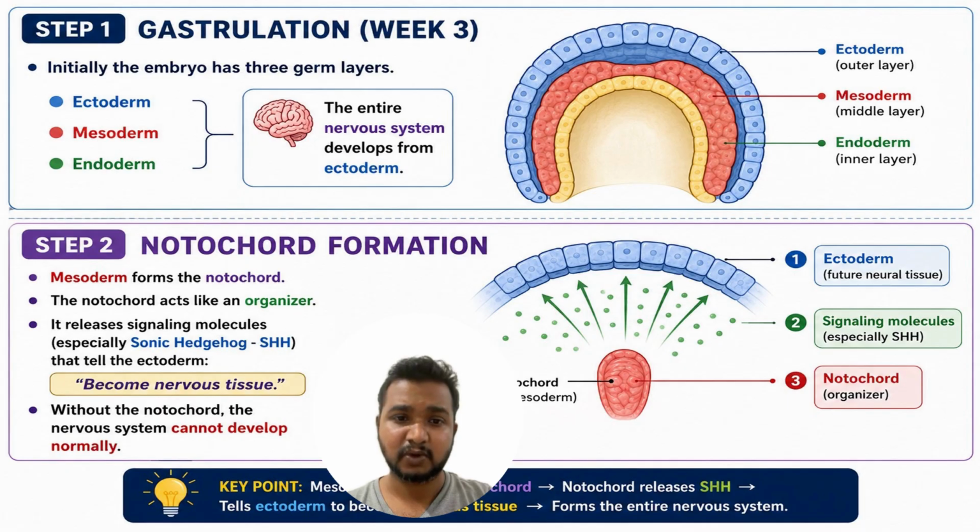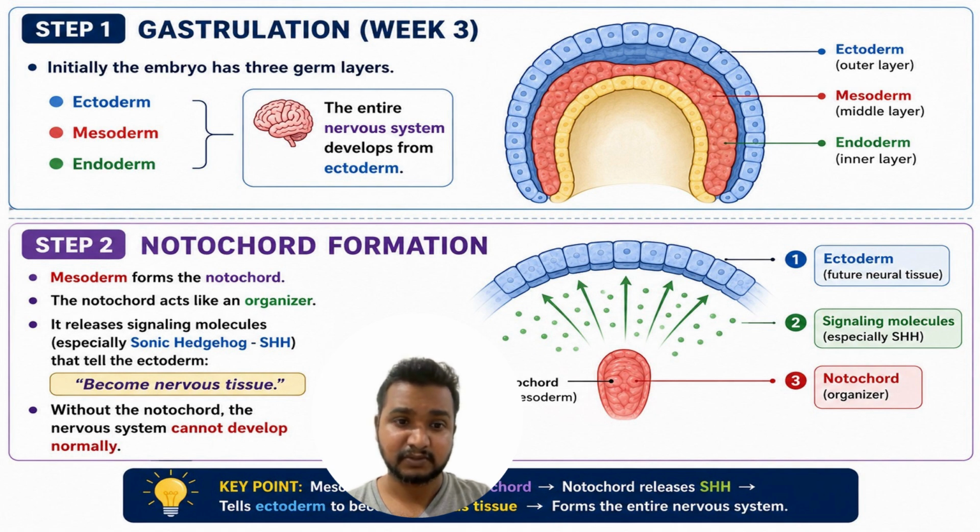Now that we have seen the overall timeline, let's begin with the first stage of neuroembryology. Everything starts during week 3 of embryonic development with a process called gastrulation. Gastrulation is one of the most important events in embryology because it establishes the 3 primary germ layers that give rise to every tissue and organ in the human body.